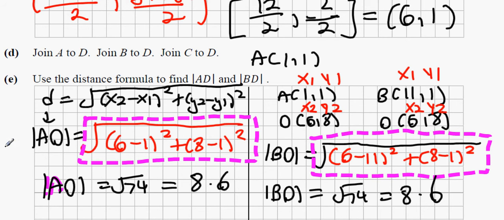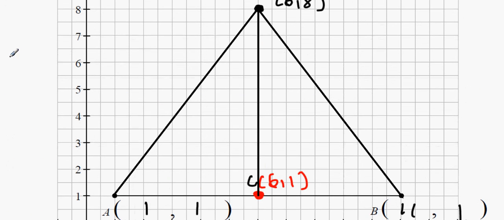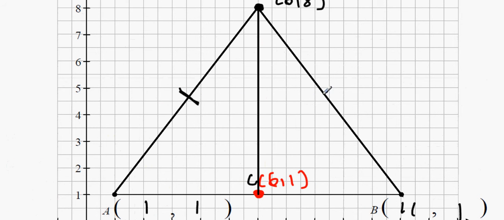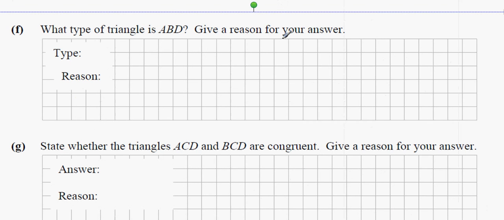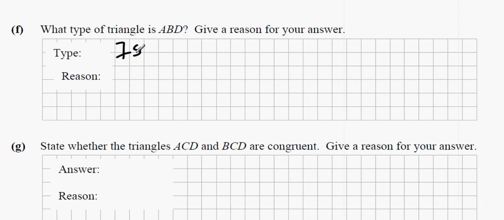Now what you've learned is that this side here is the same length as this side here. Therefore this angle here must be the same size as this angle here. It's basically an isosceles triangle because both sides are the same length. Remember, an isosceles triangle is a triangle in which two sides are the same length. What type of triangle is ABD? You said isosceles triangle. Reason: two sides in the triangle are the same length.